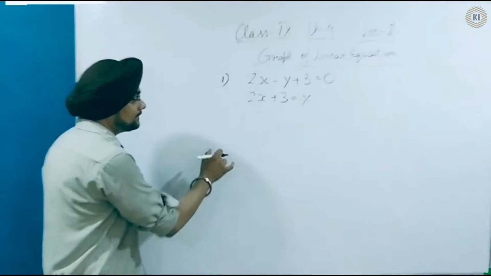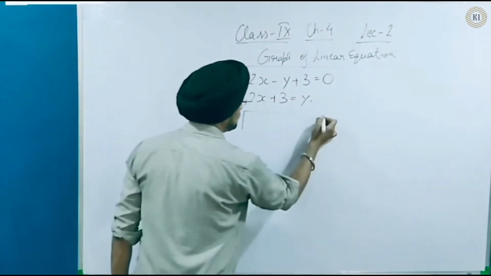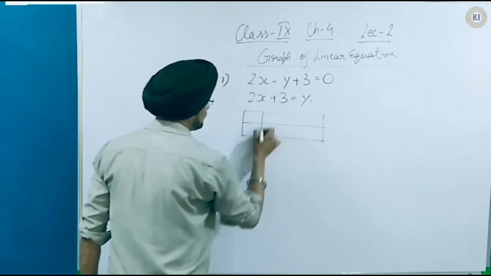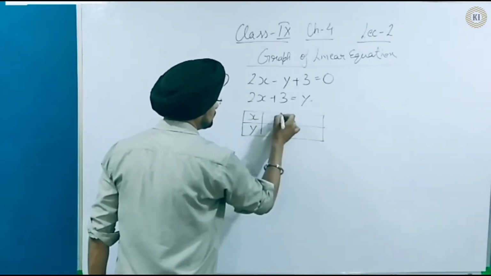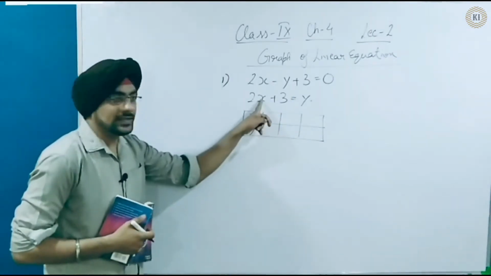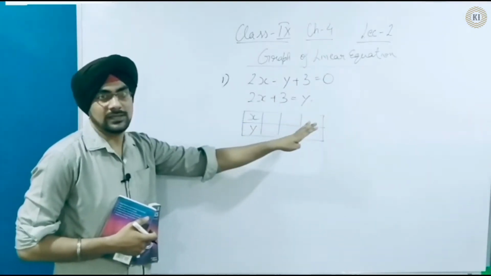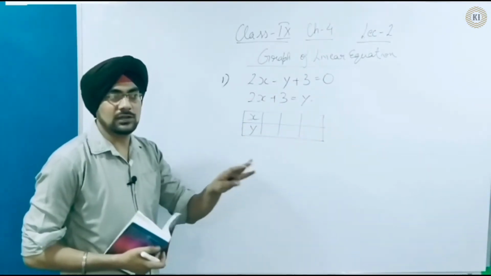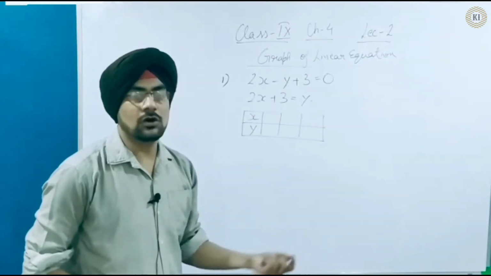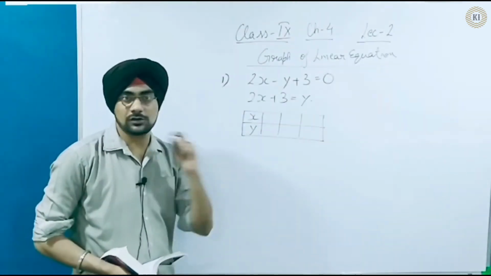Second step, make the table. Generally we take only 3 values in the table. This column is x, this column is y. Now take any value of x, put it in the equation and calculate the value of y. But make sure that the value of x is not a very long number, otherwise it will be difficult to plot on graph paper.